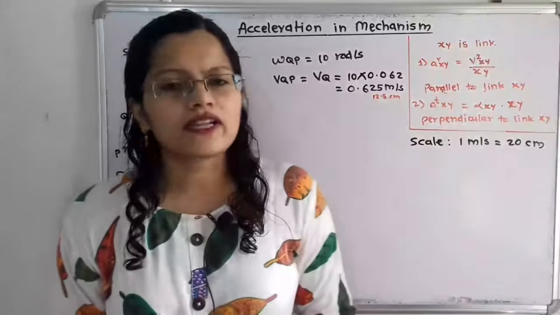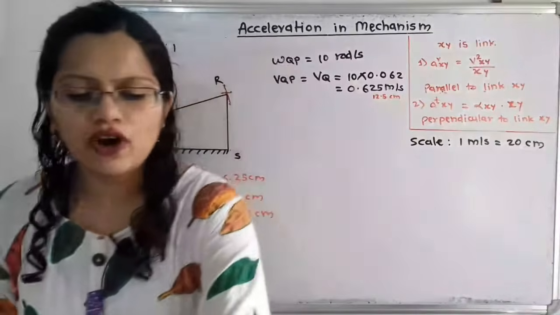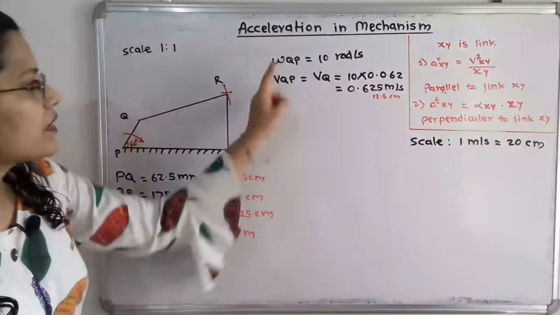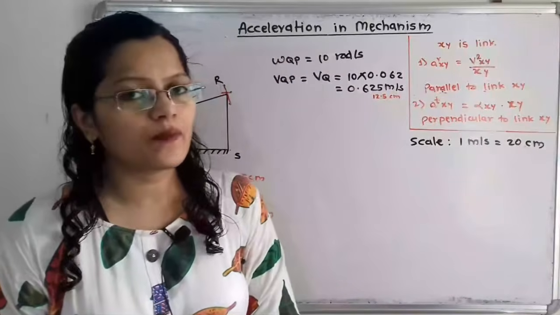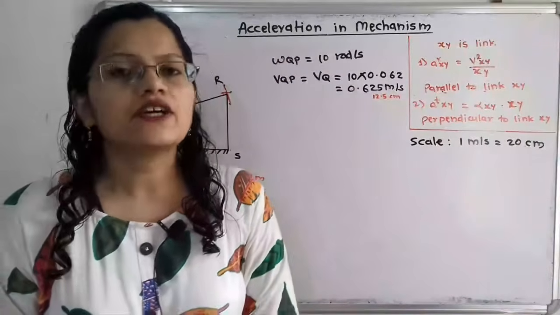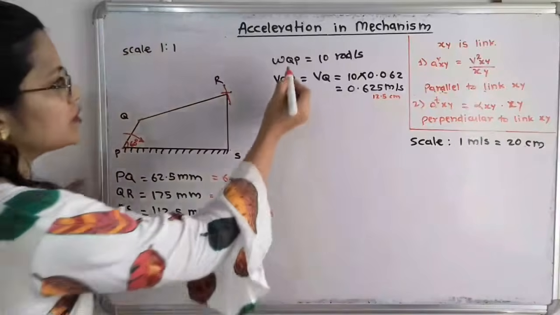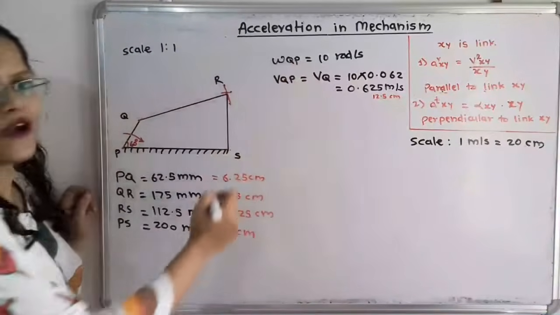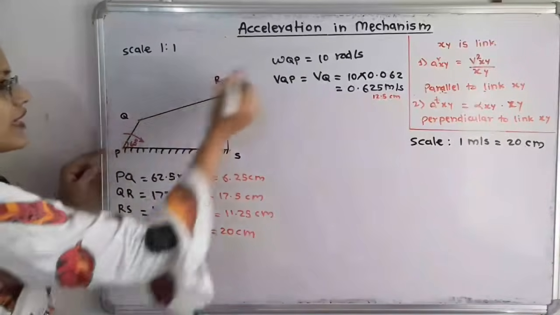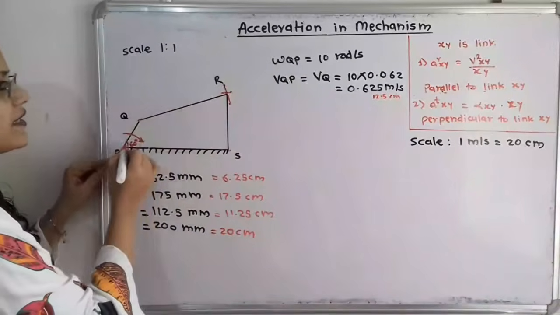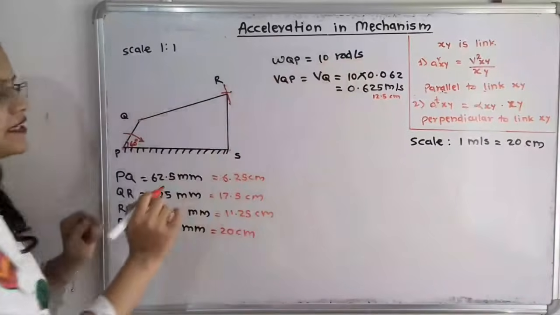Now what is the given data? In the given data, omega QP is given. Omega is the angular velocity, so this is the angular velocity of point Q with respect to point P. Here point P is fixed and point S is fixed. So we can write omega QP is equal to 10 radians per second.